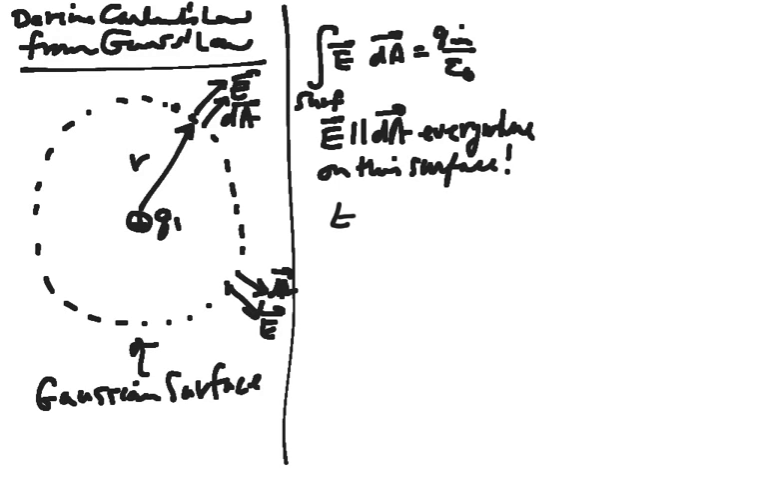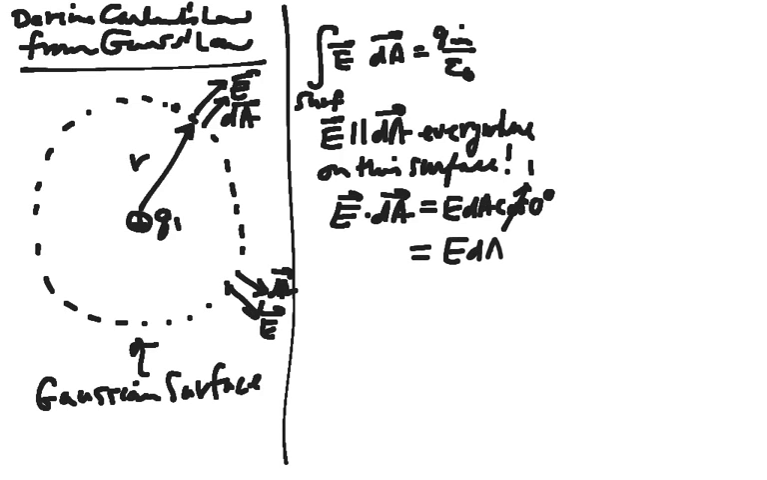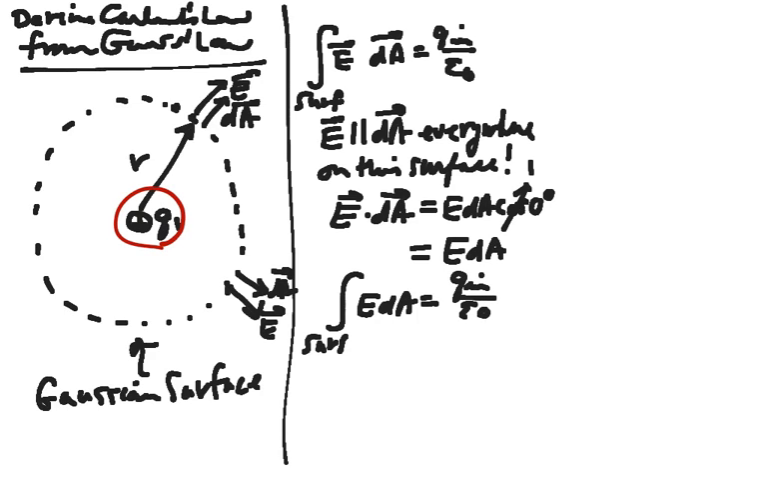So that means that E dot dA will be equal to E dA cosine 0 degrees, because there will be no angle between the two, and cosine 0 is 1, so E dot dA will simply be equal to E dA. So now our Gauss's law on this surface looks like this: the integral of E dA is equal to the charge enclosed over epsilon naught. Now the charge enclosed is simply Q1, so this is equal to Q1 over epsilon naught.